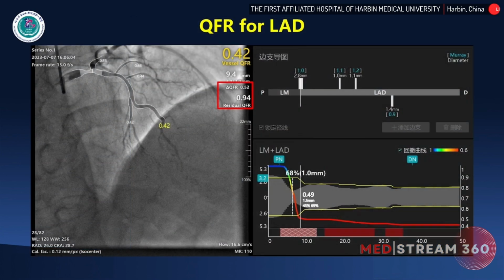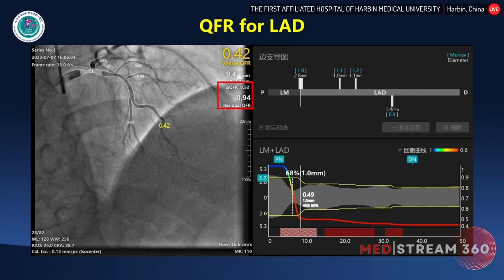Indeed, we have introduced the Chinese original functional tool QFR for several cases. We all know that the FAVOR III China study is very famous. It told us that among the patients undergoing PCI, a QFR guided strategy for lesion selection improved 1 year clinical outcomes compared to the angiography guidance. The QFR for LAD in this patient is 0.42, and we should deal with the lesion.